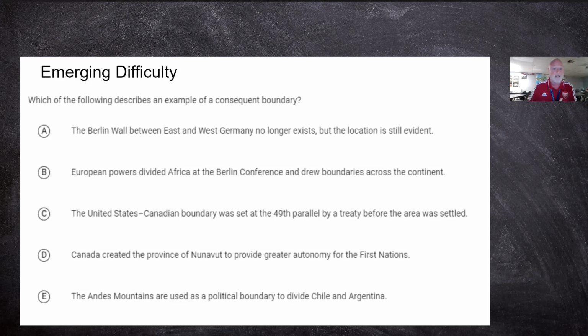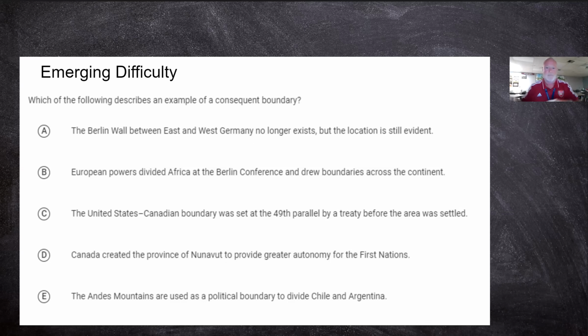You've got a relic boundary in A because the Berlin Wall is no longer evident. You've got the superimposed boundaries in B, which is reminiscent of the FRQ that the chief was telling us about with the African boundaries and the cultural groups. You've got a Canadian boundary with the US at the 49th parallel before it was settled. There's your antecedent option. Now you've got your correct answer at D.